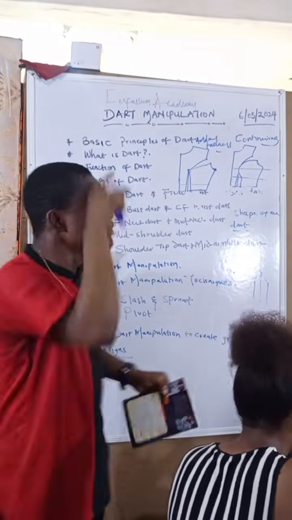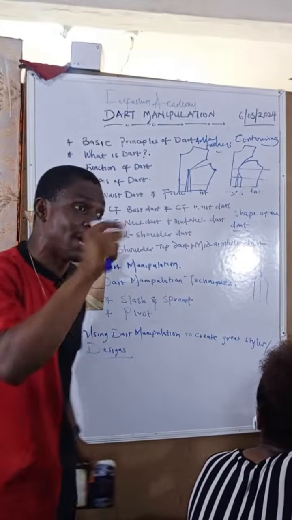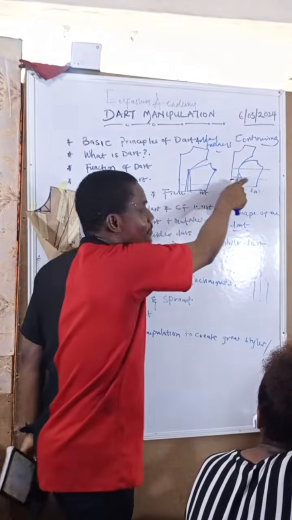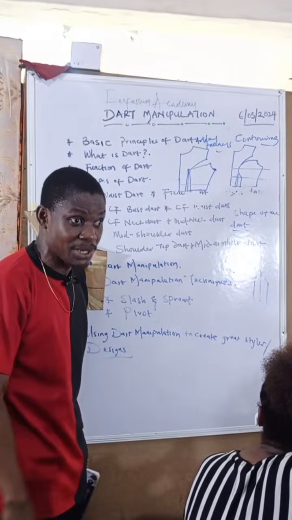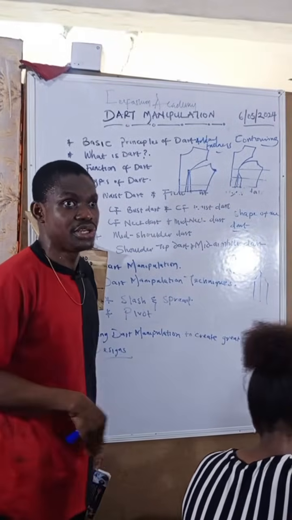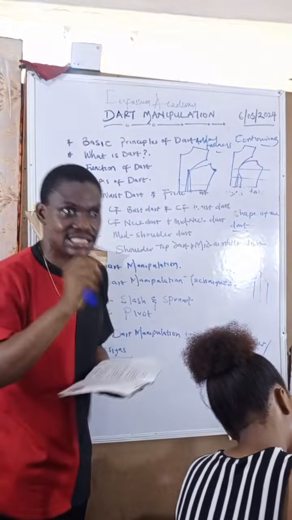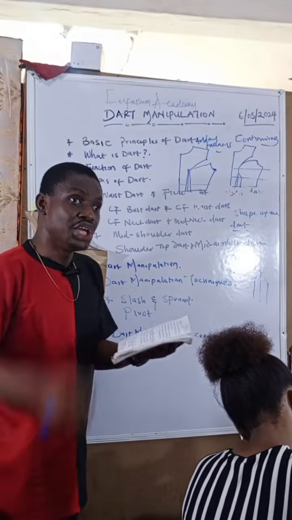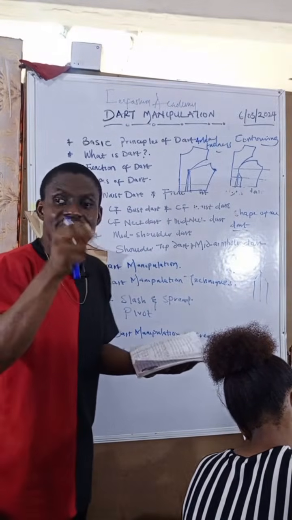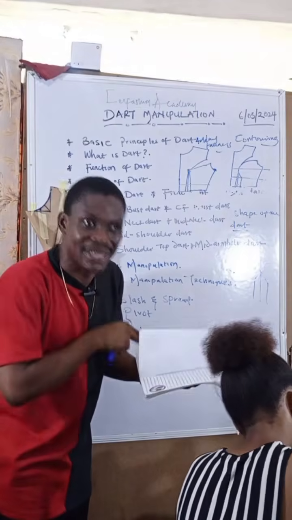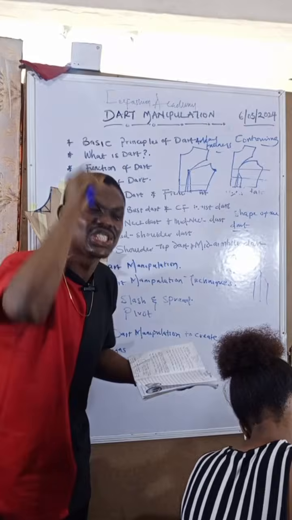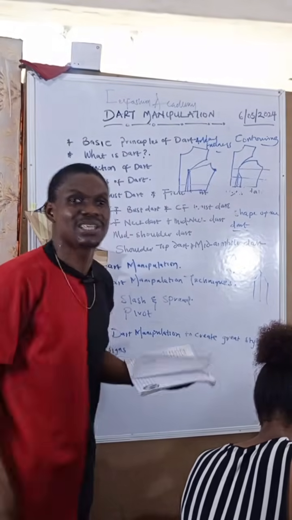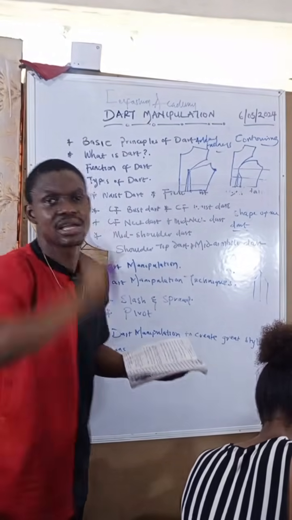Now look at it. If you notice very well, you would say that this one will fit the person properly. This one will follow the shape of the person's body. But that is what contouring is: removing excess fabric in order to make sure that the dress follows the natural shape of the person, especially around the bust and shoulder area.